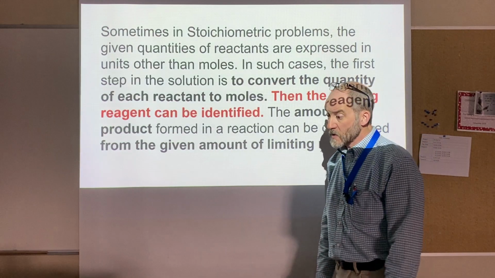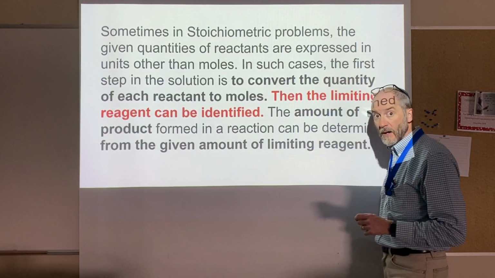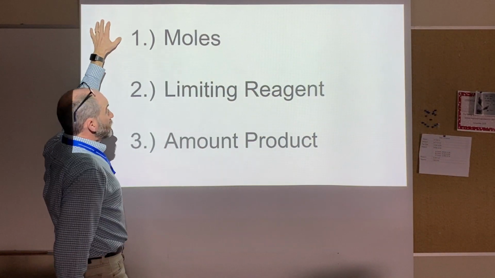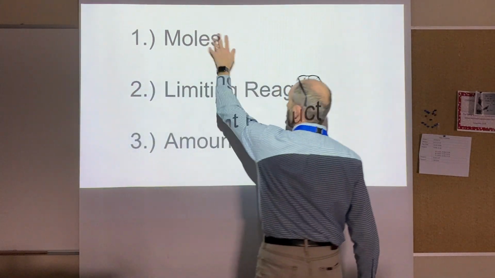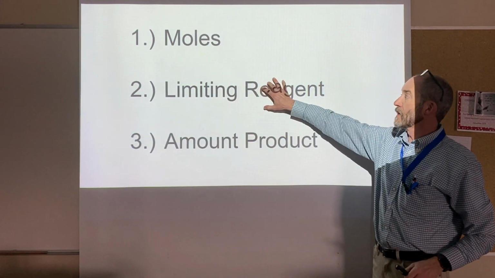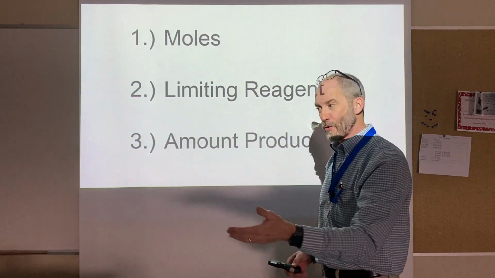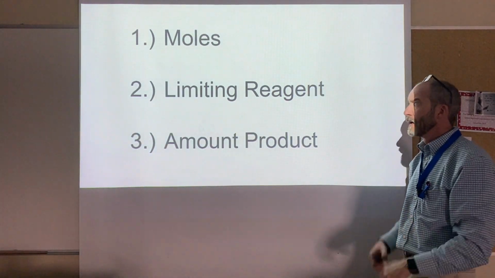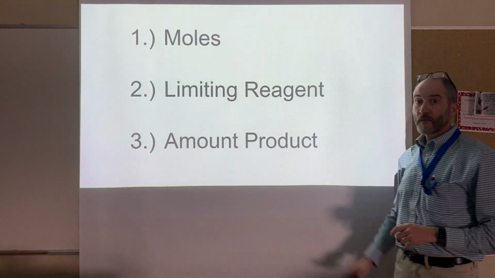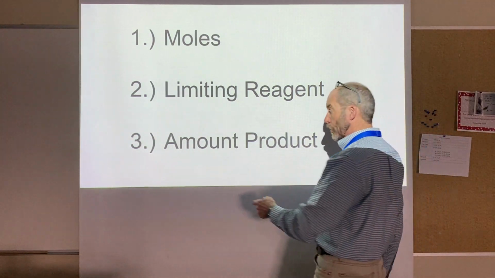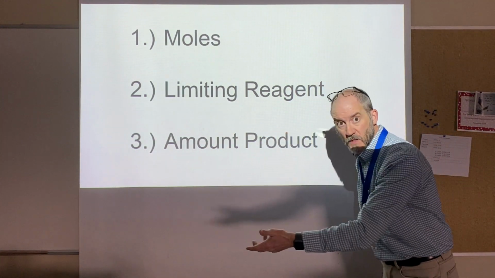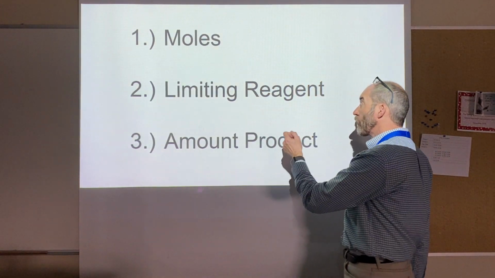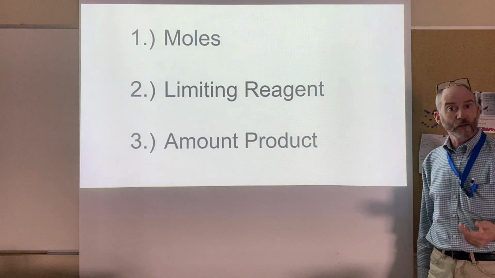Now that's a statement, and you're going to have to slow down and read it and think about it. But right now, think about it in 3 parts. We may have to convert to moles. Once we convert to moles, we can use that information to help us determine the limiting reagent. In other words, which one is holding back the production of more product. And then lastly, if we know the amount of limiting reagent, we're going to be able to calculate how much product it is possible for us to get from that reaction. So: moles, limiting reagent, and the amount of product.